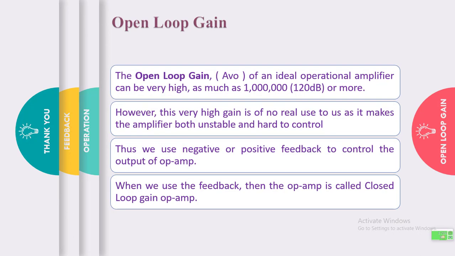This open loop gain has a problem. The ideal op-amp gain is 20,000 or more, or sometimes 100,000, that is nearly 120 dB or more. This very high gain makes the op-amp unstable because we know that electronic devices work with a very low gain. That's why we need to solve the problem by adding a feedback circuit to control the gain.